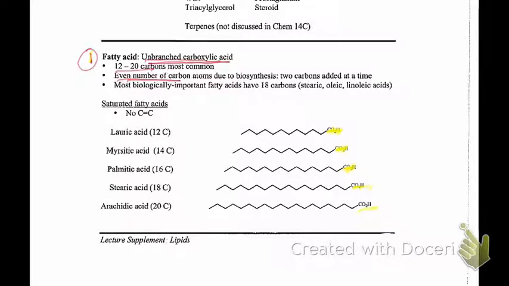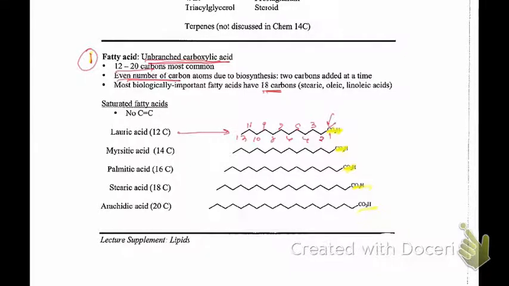So fatty acids are carboxylic acids that typically contain 12 to 20 carbons, but it must be an even number. That even number arises because of how they're biosynthesized: 2 carbons are always added at a time. The most important fatty acids have 18 carbons. And again, I just want to point out that the carbon of the carboxylic acid counts. So if we count our carbons for lauric acid, 1, 2, 3, 4, 5, 6, 7, 8, 9, 10, 11, and 12, the carbon of the carboxylic acid counts as one of the carbons.